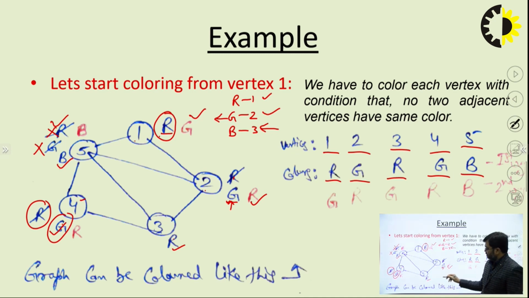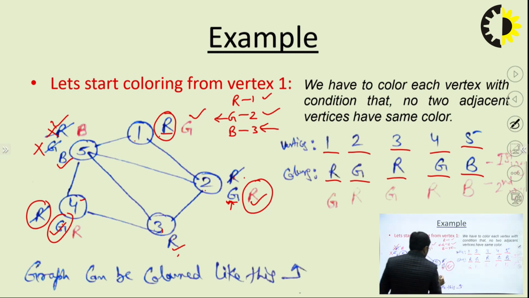vertex number 3. Can we give the red color to vertex number 3? Yes, we can give the red color to vertex number 3, but here red color we have also given, but we cannot give the red color which violates the rule. Then we try the second color, that is green. Can we give the green color with respect to this red color? Yes, we can give. It means we can give the red and green color to vertex 3.